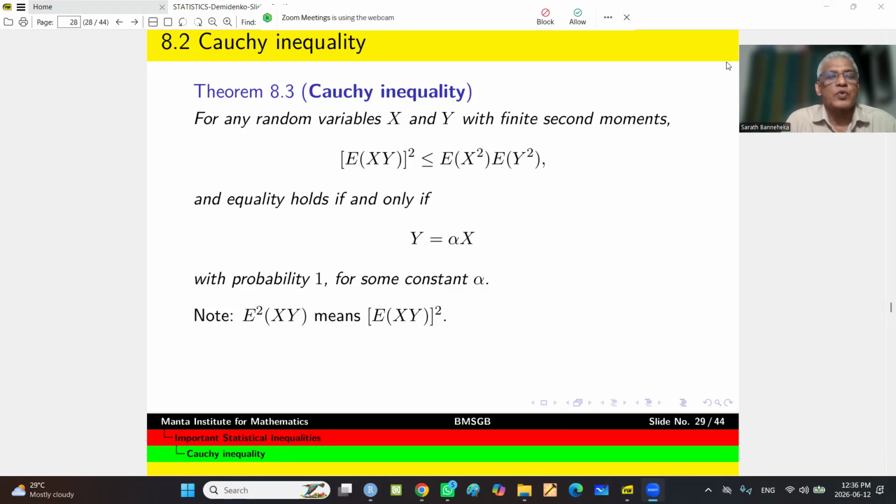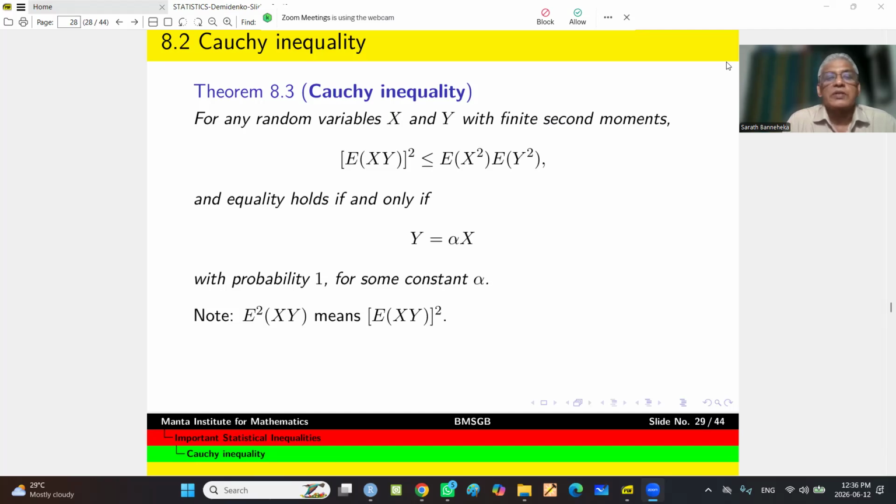Cauchy inequality says that for any random variables X and Y with finite second moments, the expected value of X times Y, whole thing squared, is less than or equal to the expected value of X squared times the expected value of Y squared. And the equality holds if and only if Y is equal to alpha times X for some constant alpha, with probability 1.